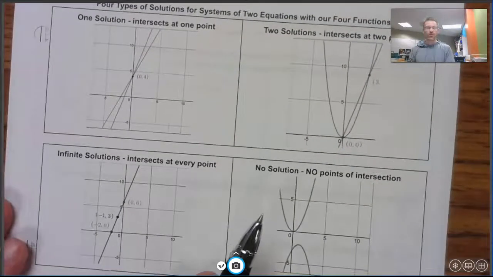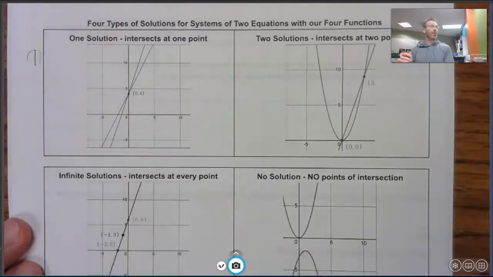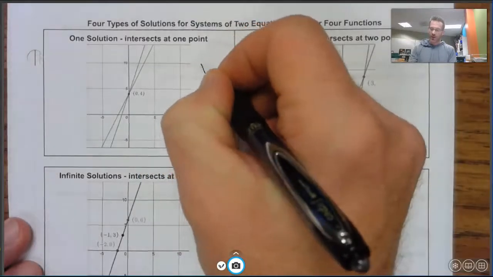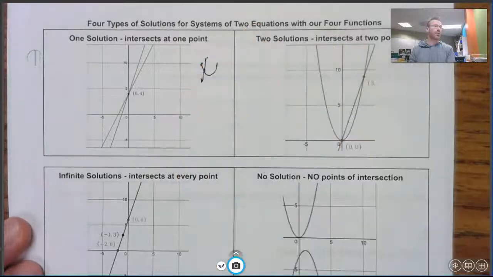So the first one here. Notice, I have 2 lines that intersect once. So I have one solution. Now we could have other functions that intersect once and have one solution. So for example, I could have a quadratic and I could have a line, and then I get just one point of intersection.